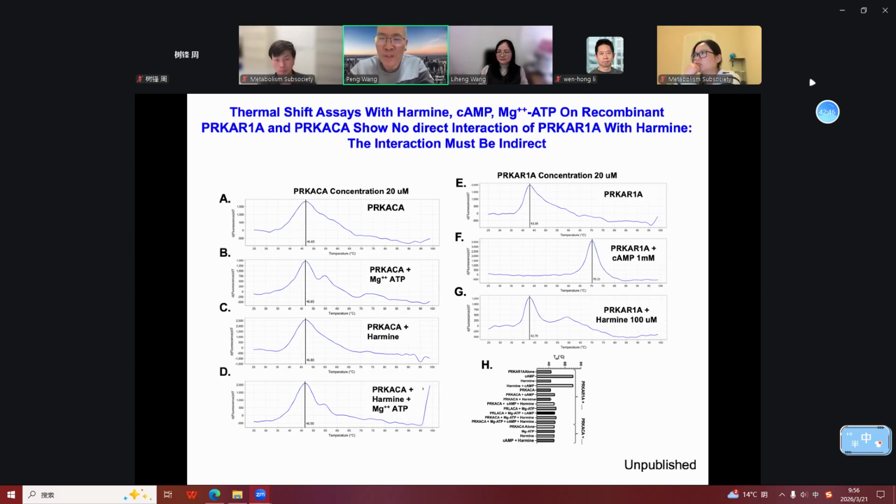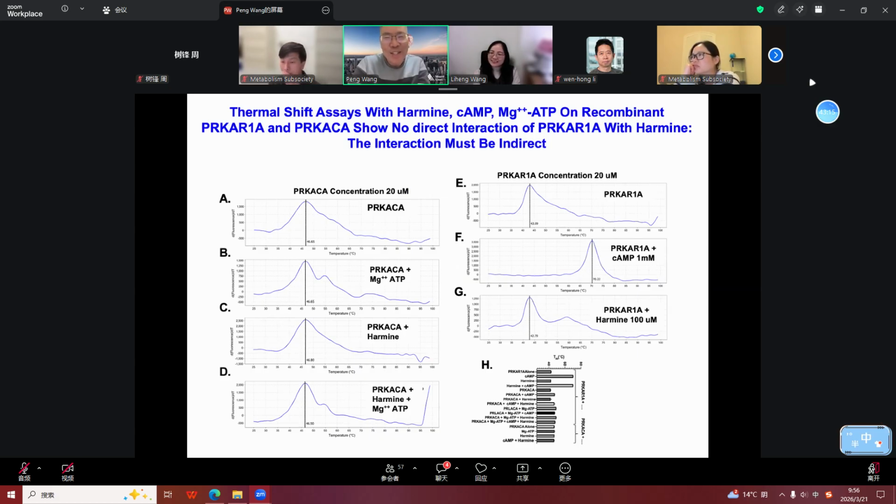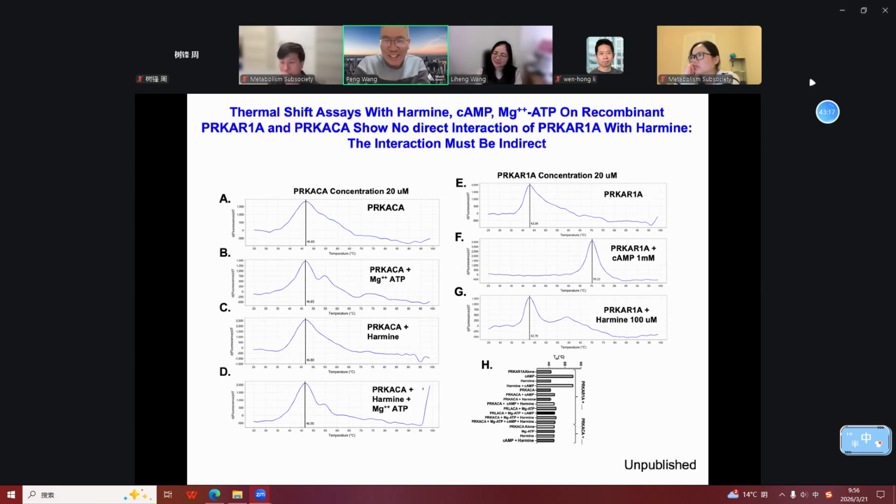Actually, I did this thermal shift a different way myself, based on Western blot. I can clearly see that harmine can protect drug A very well, and I was tracking it very well. And the PRK-AR1A was protected by the second AMP. I do not see harmine protect the PRK-AR1A very well. Indeed, you have very good questions, but we think it's not directly interacting. It's indirectly pulled down. So yeah.